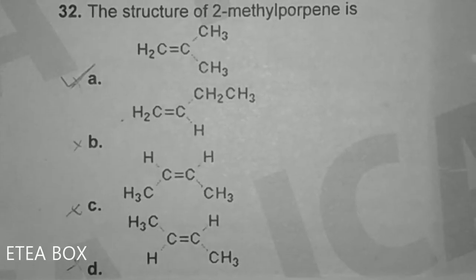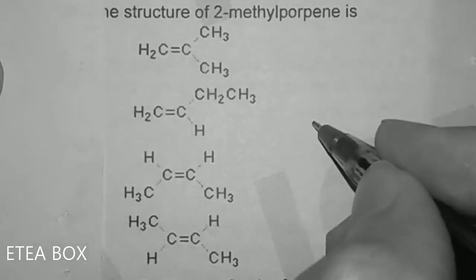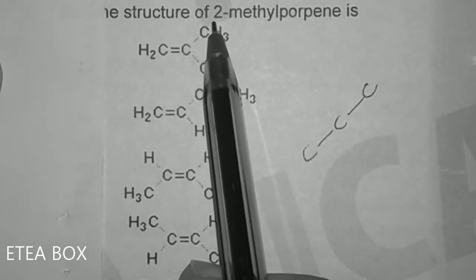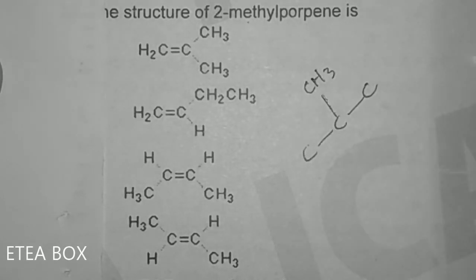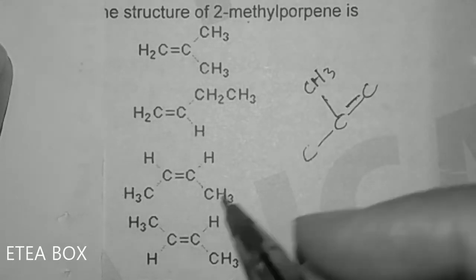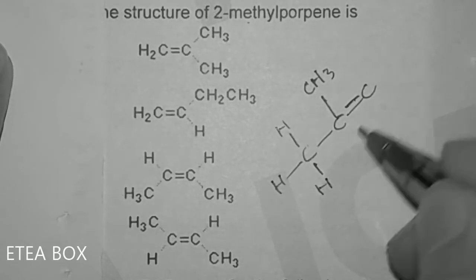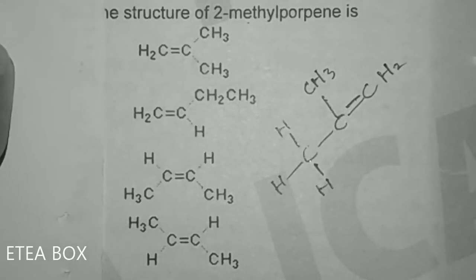The structure of 2-methylpropene is, now let's draw its structure. Look, propene means draw 3 carbons. On carbon number 2, draw the methyl group like this, CH3. Now put the double bond. You can put the double bond anywhere because the location is not specified. Let's suppose I put the double bond here, and it will be like this, and this one will be CH2.